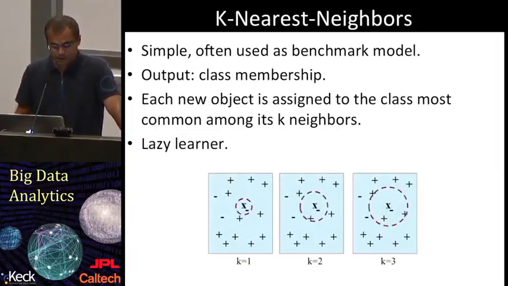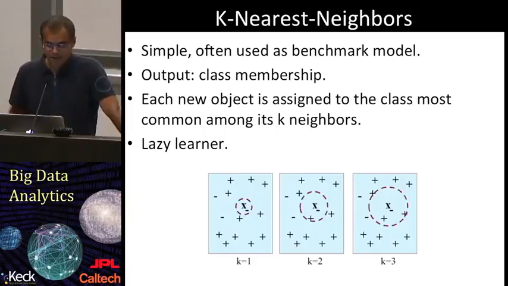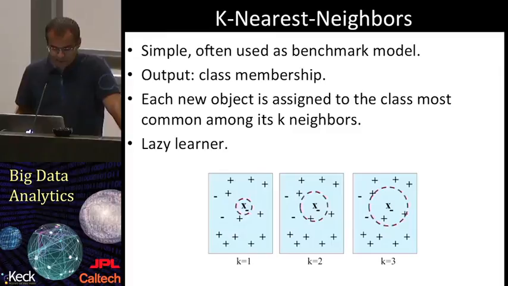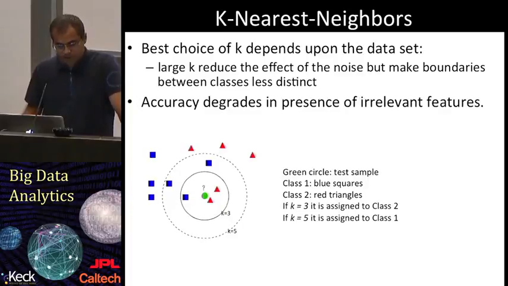Now, let's start with the k-nearest neighbor. It's a very simple model, and it's often used as a benchmark. It is a crisp classifier, and the output is the class membership. Each new object is assigned to the class most common among its k neighbors. It is a so-called lazy learner since the function is only approximated locally and all the computation is deferred at classification time.